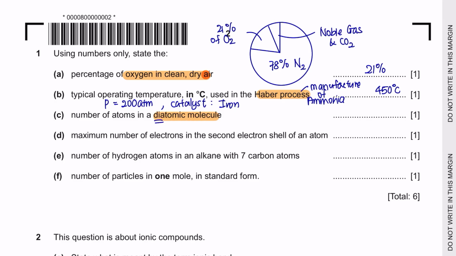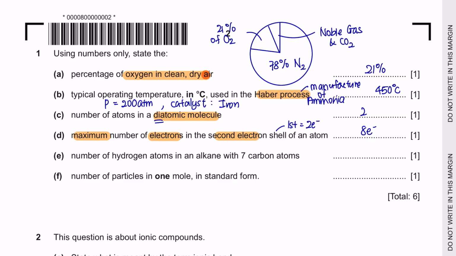Diatomic molecules means you have two atoms in one molecule, and monoatomic molecule means you only have one atom. The maximum number of electrons in the second electron shell of an atom. The first shell of an atom can only hold a maximum of 2 electrons. The second and third can hold a maximum of 8 electrons.